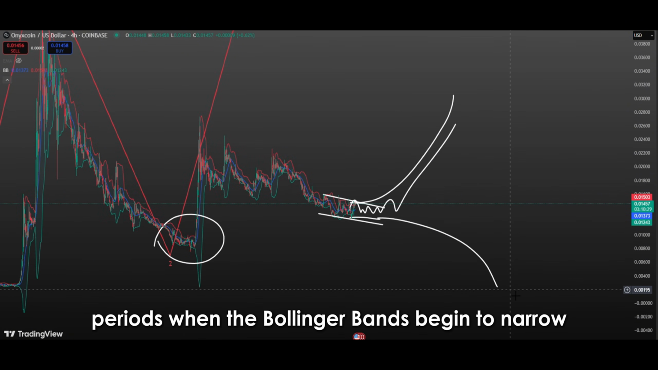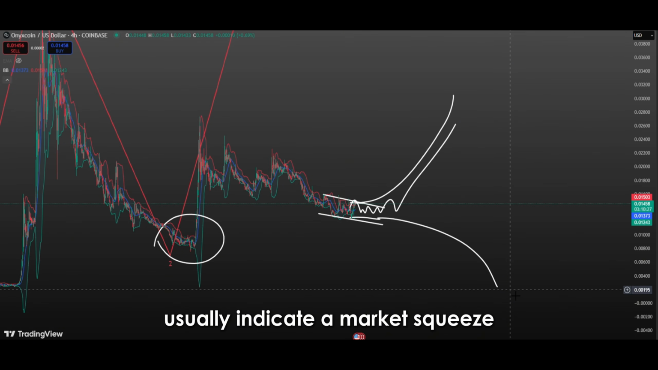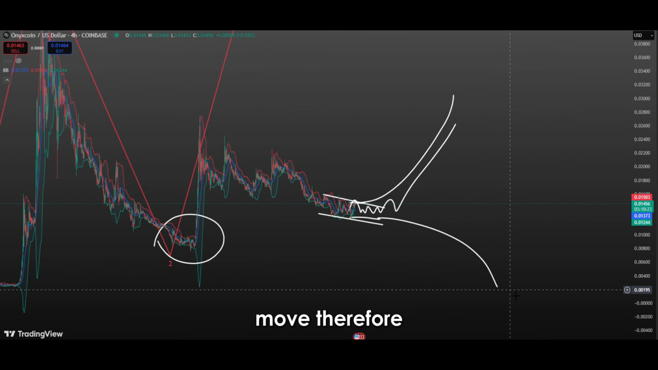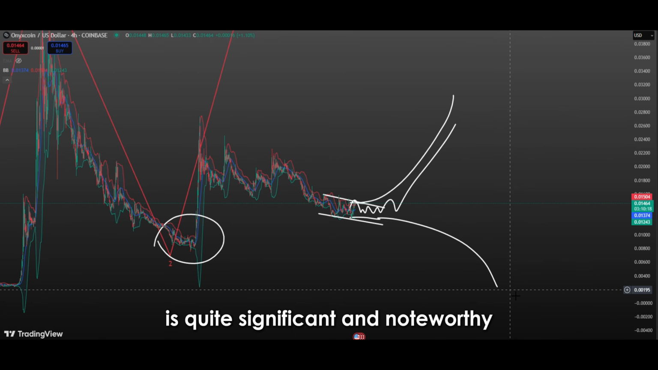Periods when the Bollinger Bands begin to narrow usually indicate a market squeeze, which is usually followed by a strong and fast price move. Therefore, the narrowing of the Bollinger Bands observed at the moment is quite significant and noteworthy. This could be a harbinger that the price may initiate a strong directional move in the near future.